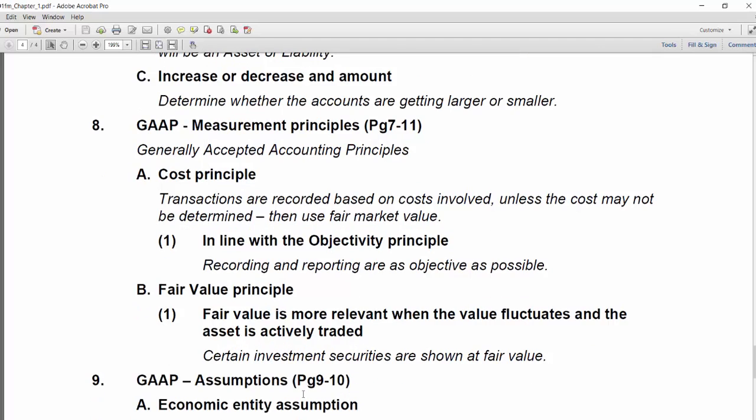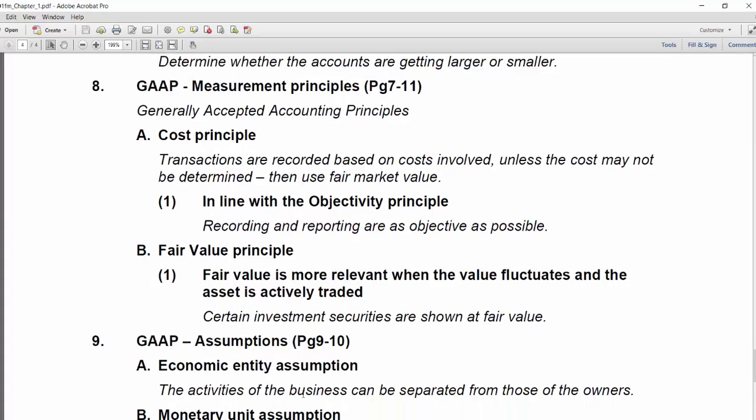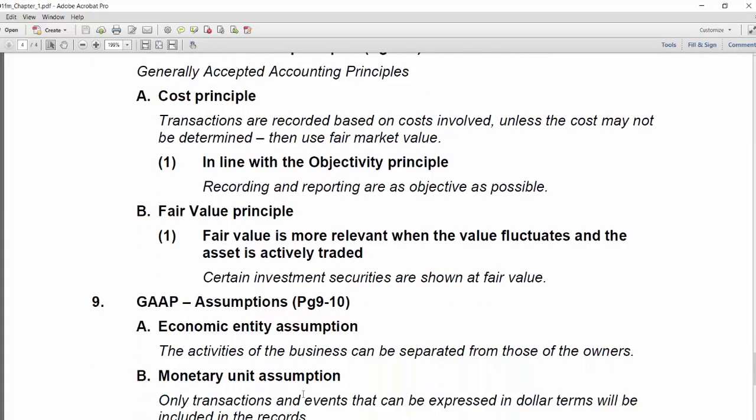And some assumptions we make. We assume that the operations of the business can be segregated from those of its owner. We also assume that everything can be expressed in dollar or currency terms, and that those items will be included in our records. And so, for example, a company that says our most important asset is our employees can't actually record the fact that their employees are an important benefit to them, because the employees have, quote unquote, no dollar value.